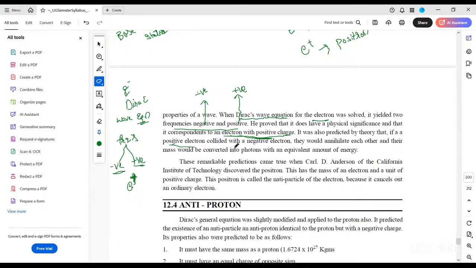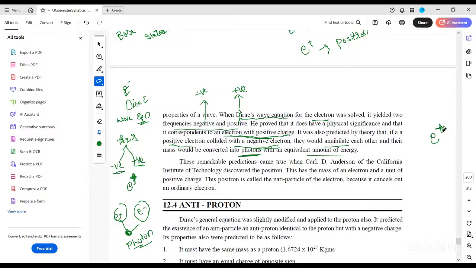Suppose a positive electron collides with a negative electron. Suppose I have a positron and another one is an electron. When these two collide with each other, what happens? They are converted to photons. As mentioned in the last line, when a positive electron collides with a negative electron, they annihilate each other and are converted into photons with an equal amount of energy. The final conclusion of positron is E plus.